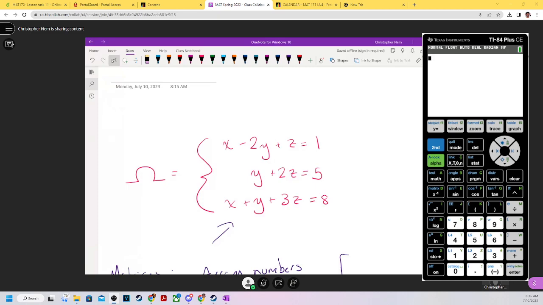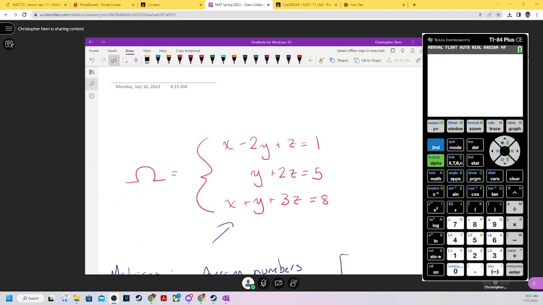Now, I can manually do elementary row operations and everything, rearrange the equations, subtract them, add them. I can do all that. But I'm going to let you know your calculator already does that for you, and you can use this for your final exam as well. If you can use your calculator, perfect.